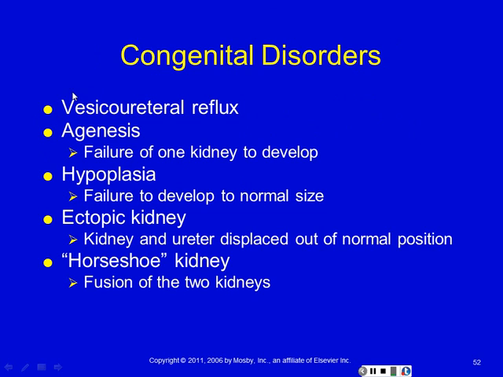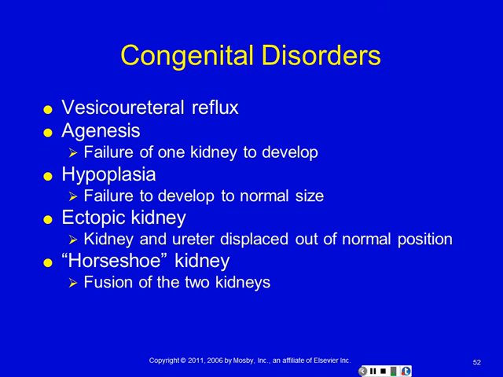vesicoureteral reflux. This is where urine goes from the bladder back towards the kidneys. Not supposed to do that. There's supposed to be a valve there to prevent that. So in patients with this disorder, we look for urinary tract infections and we try to prevent them, because a urinary tract infection in somebody with VU reflux is much more likely to become a pyelonephritis, and pyelonephritis leads to scarring. So that's one.